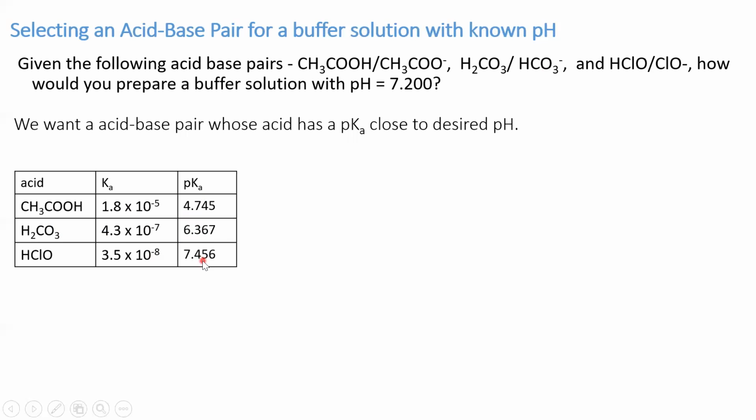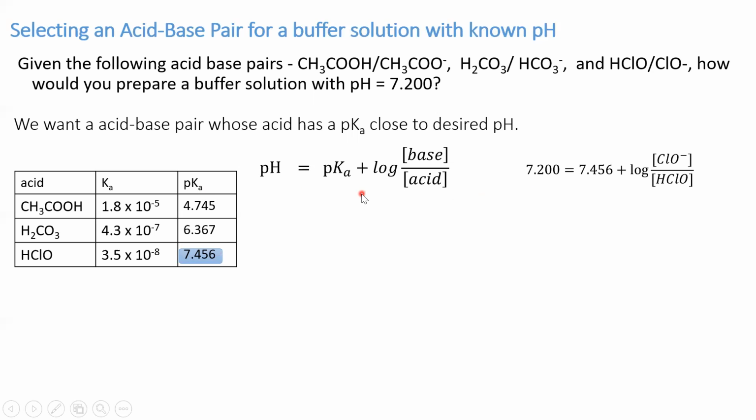Which one would be the best for making a buffer solution at a pH of 7.200? Well, this one's the closest to 7.200. So we would want to use hypochlorous acid and hypochlorite. All right, now we want to make a solution with a pH of 7.200. So I'll plug that in for our pH. The pKa is 7.456.